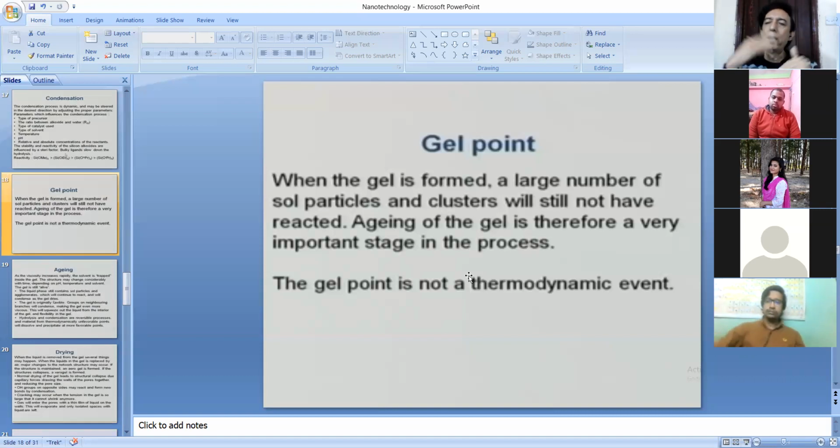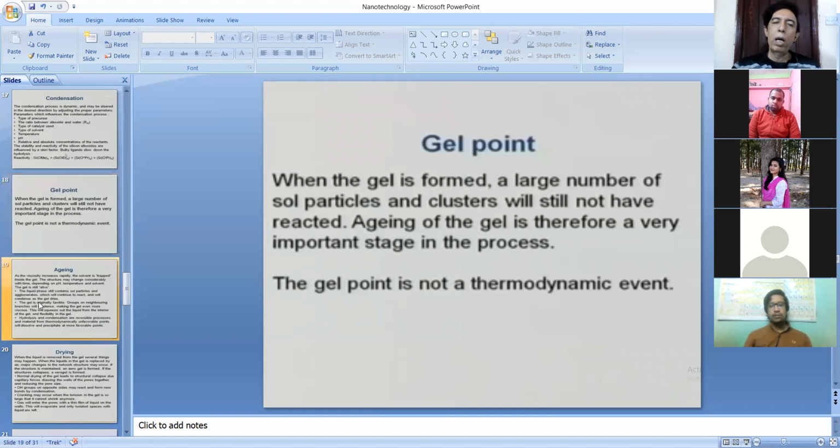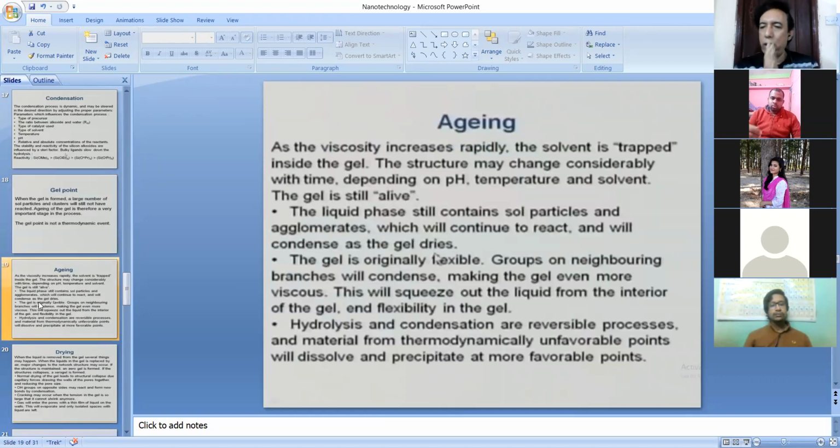Somewhere in a region, gelling is started. So this is the gel point. Now, after gelling started, what do you have to do? You have to wait and see. You have to do nothing. You have to wait. Give time for formation of gel in the whole area. That is called aging.